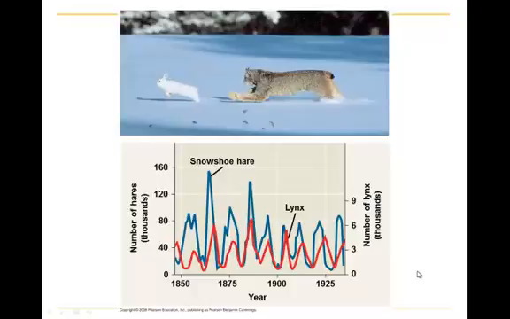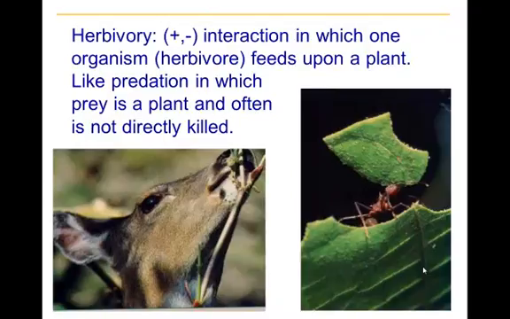Now, closely related to predation is the interaction that we call herbivory. It is similar in that the herbivore benefits from the presence of the plant, but the plant is harmed from the presence of the herbivore. So it's a plus-minus interaction. You can see here on the left, this shows a deer browsing, feeding on the leaves of a woody plant. Grazing is feeding on a non-woody plant.